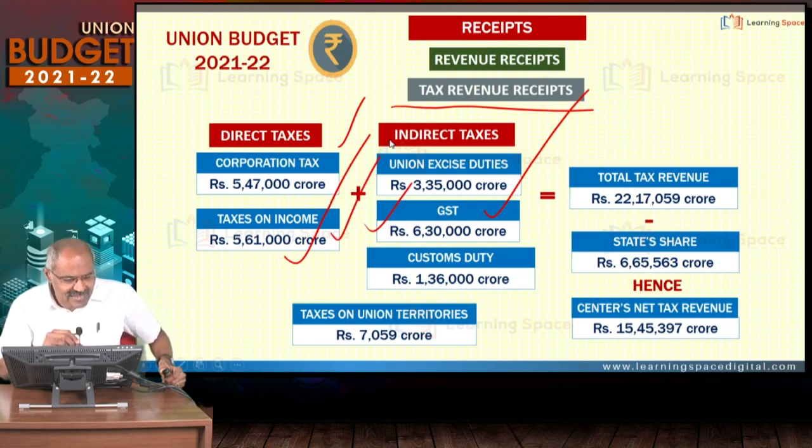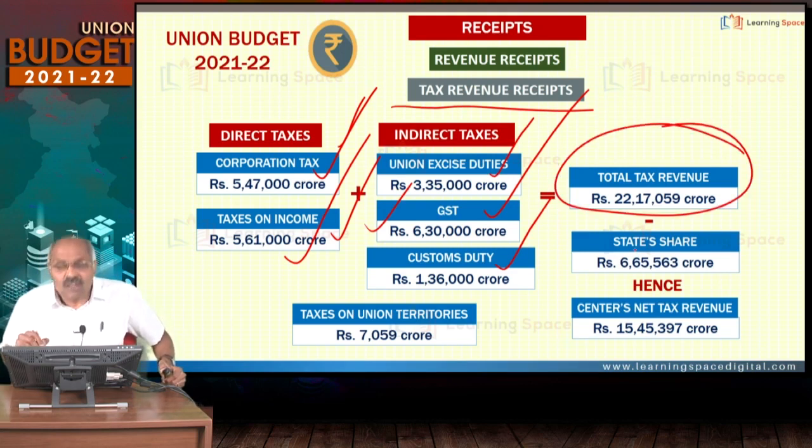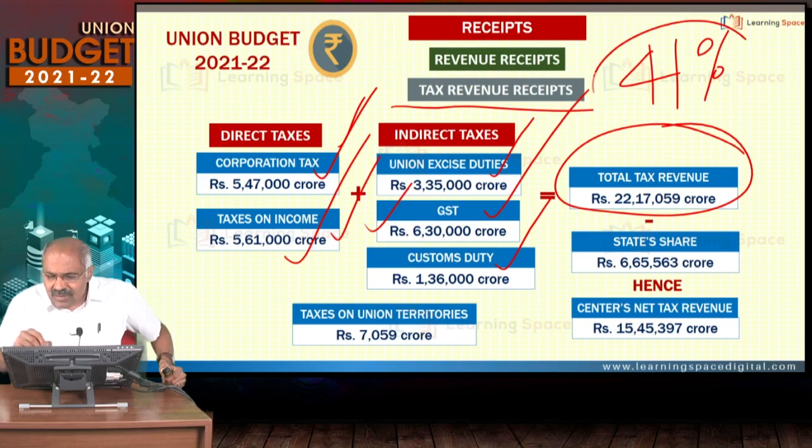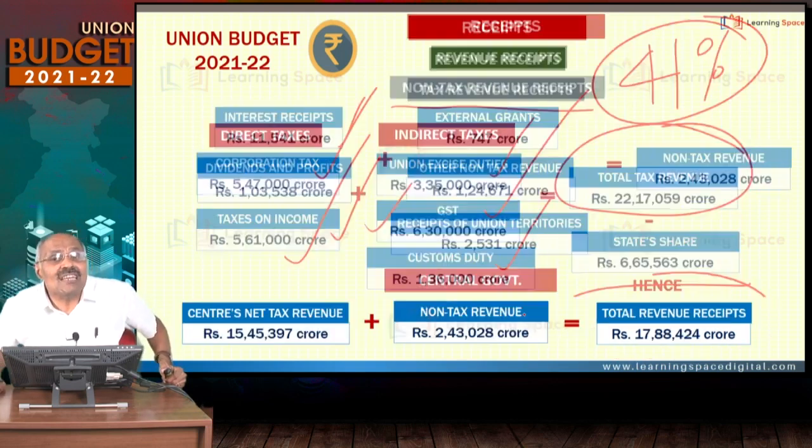Then comes income tax, then comes corporation tax, right? And customs duty and union excise duties. Union excise duties are basically the taxes on petrol and diesel, because petrol and diesel are not brought under GST. So friends, total tax revenue is this much. All of you are familiar, state's share is to be deducted. State's share, that is 41% of the divisible pool. As per the 15th Finance Commission recommendations, it recommended 41% of the divisible pool, and if you deduct that, center's net tax revenue is around 15.5 lakh crores.